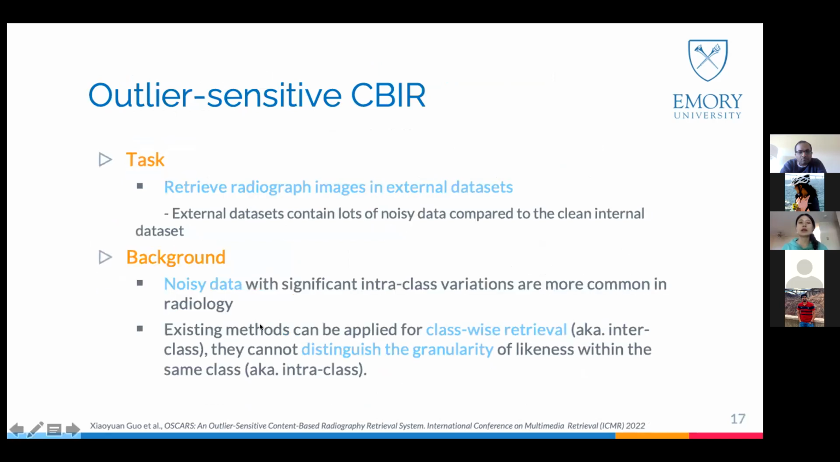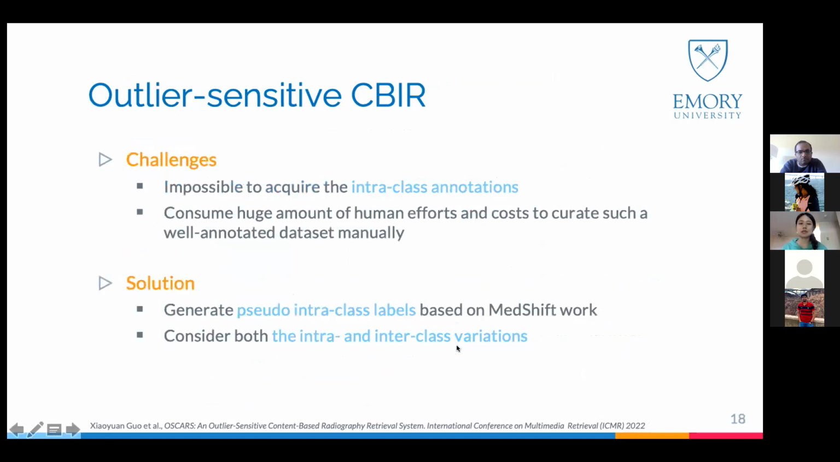But currently, the methods only care about class-wise retrieval. They only learn the interclass similarity and consider the interclass variation, but they ignore the intra-class variation. That's why we want to do this.